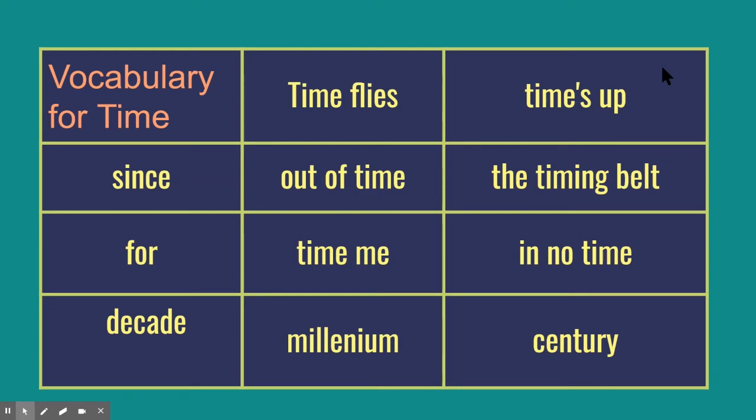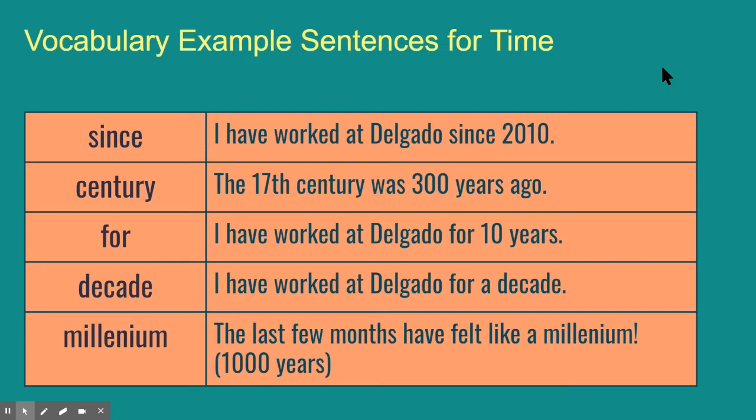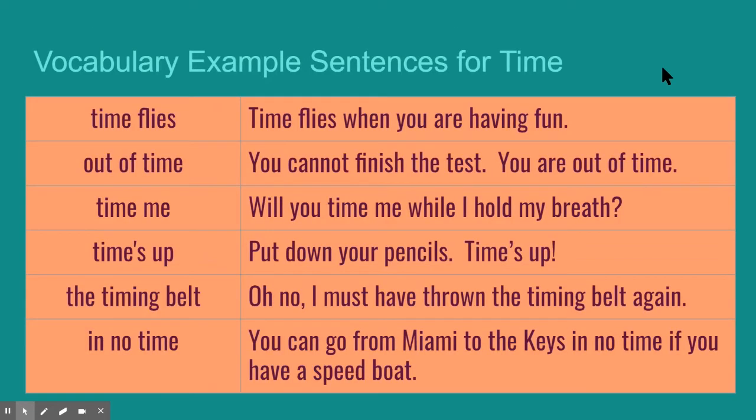Again, since and for, and a couple words about time. So decade, century, and millennium. A century is 100 years, a decade is 10 years, and a millennium is 1,000 years, right? As usual, we won't read the sentences to you, read them yourselves, but do make sure you know those 3 units of time.